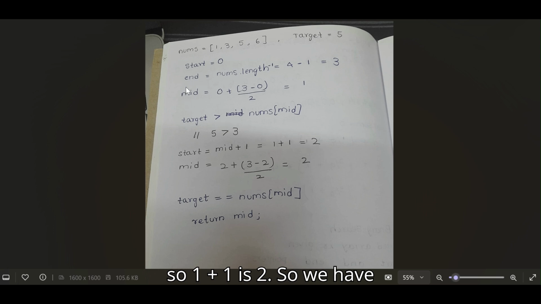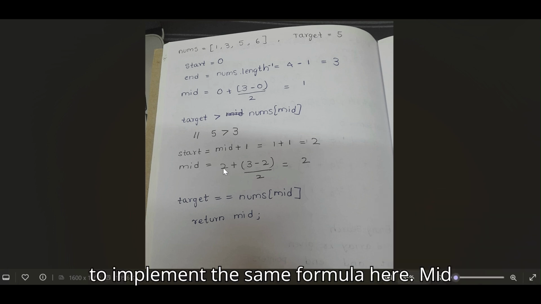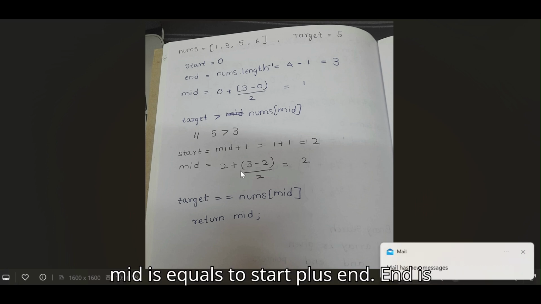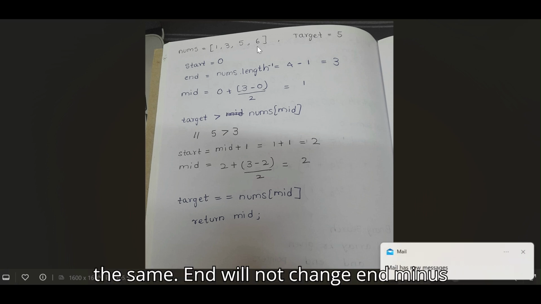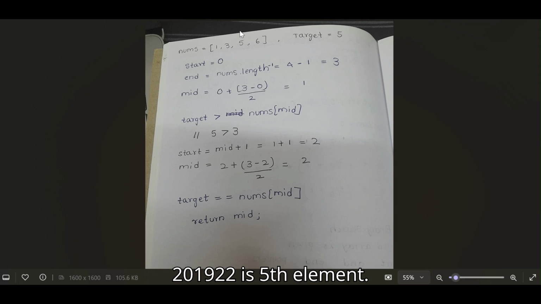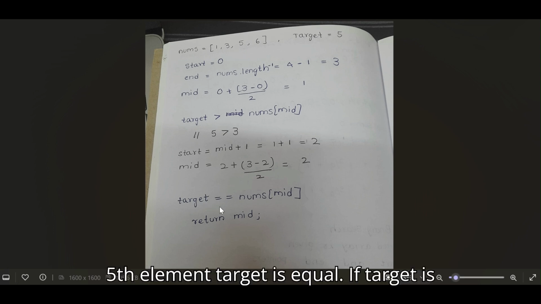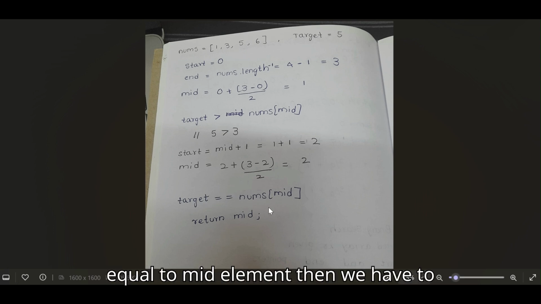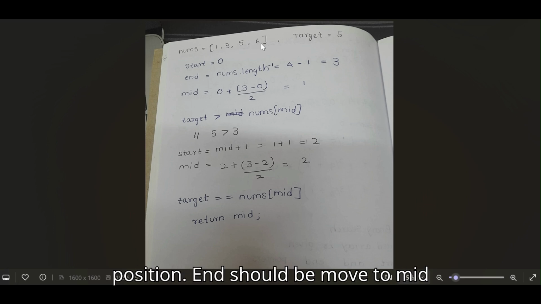So we have to implement the same formula here. Mid is equal to start plus (end minus start) by 2, end will not change. It will be 2. What is at index 2? 0, 1 and 2. 2 is the fifth element. If the target is equal to the mid element, then we have to return mid only. If it is greater, then we have to do this. If it is less, we have to move to the left position, and end should be moved to mid minus 1. If it is equal, we have to return mid.